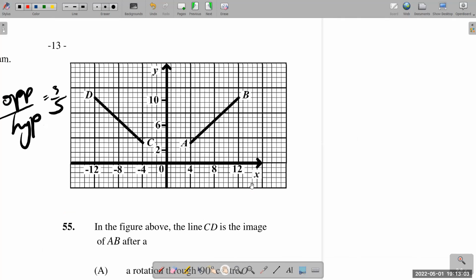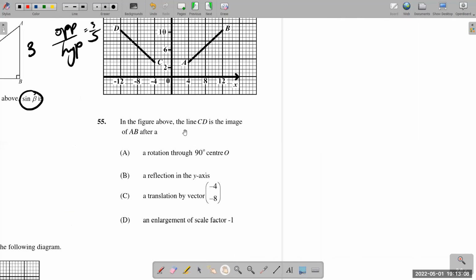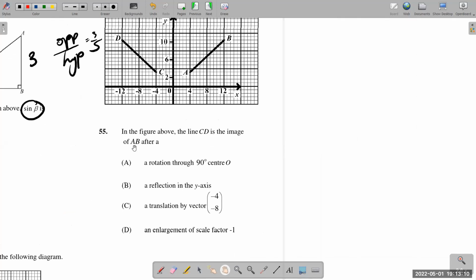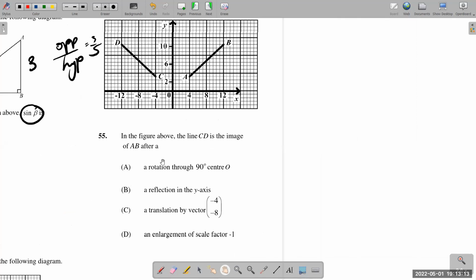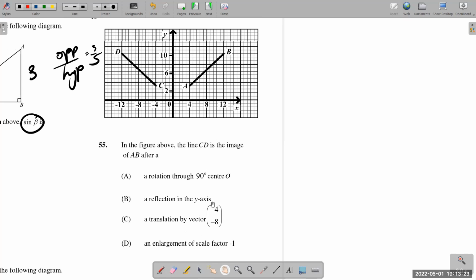All right, let's look at this next one. This is an easy one, transformation. In the diagram above, the line CD is the line AB after what? Is it a rotation, a reflection in the y-axis, a translation, or an enlargement? Let's go. We almost finished this one. Which one is it? This is obviously a reflection, right? No, be honest, after our class, you are able to see these things easier, right? After our transformation class. Okay.